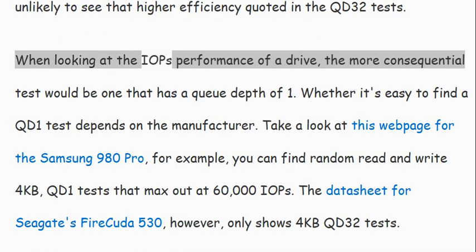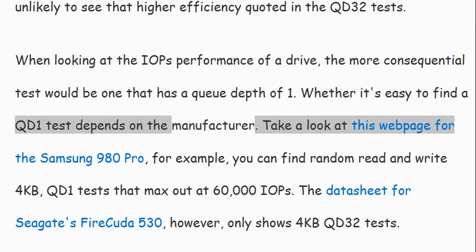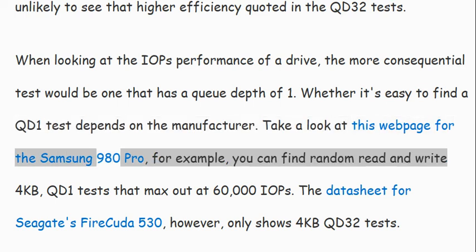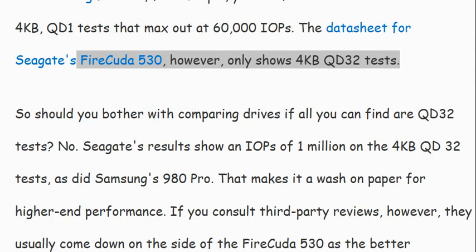When looking at the IOPs performance of a drive, the more consequential test would be one that has a queue depth of 1. Whether it's easy to find a QD1 test depends on the manufacturer. Take a look at this webpage for the Samsung 980 Pro. For example, you can find random read and write 4 kilobytes QD1 tests that max out at 60,000 IOPs. The datasheet for Seagate's FireCuda 530, however, only shows 4 kilobytes QD32 tests.